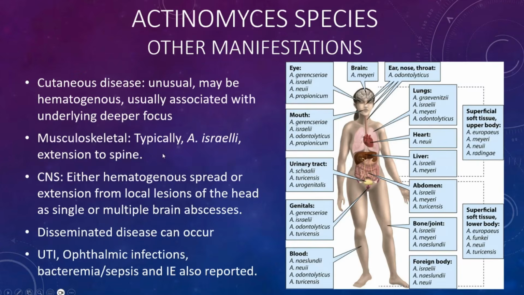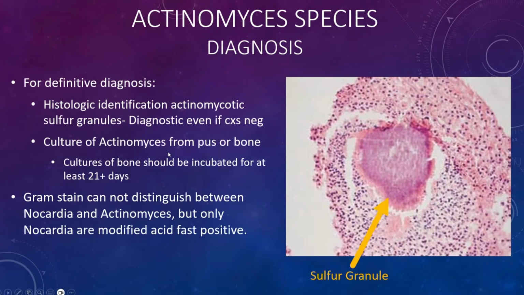Other manifestations of actinomyces are shown here and can include cutaneous disease, musculoskeletal disease, CNS disease, either via hematogenous spread or extension locally. Disseminated disease can also occur, and some other infections like UTI, ophthalmic infections, and infective endocarditis have also been reported.